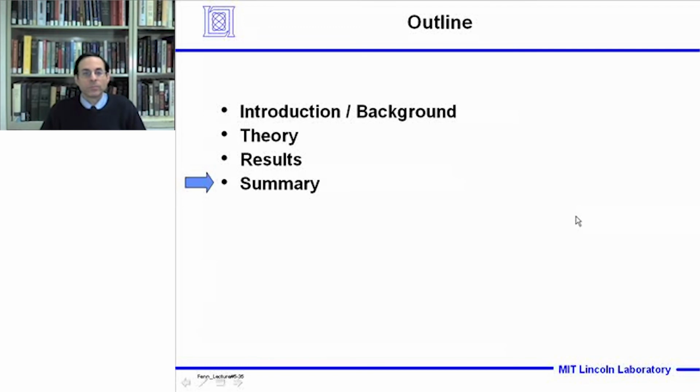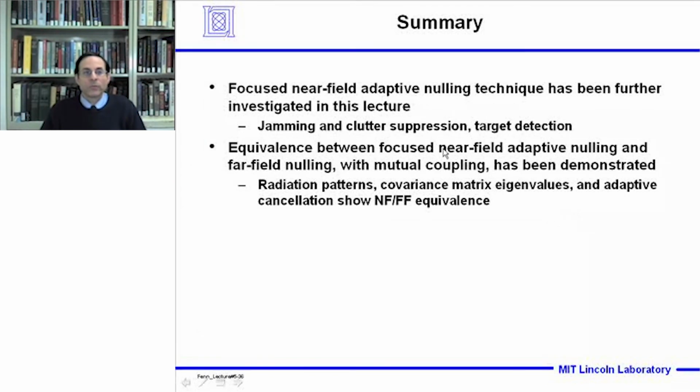So let's summarize. In this lecture we've investigated the focused near field adaptive nulling technique in terms of suppressing jamming and clutter and detecting targets. We've shown an equivalence between focused near field adaptive nulling and far field nulling. We've included mutual coupling effects. We've shown that the radiation patterns, covariance matrix eigenvalues, which are the degrees of freedom, and the adaptive cancellation show a near field far field equivalence. And so we can use this technique to evaluate the performance of a large adaptive antenna in the focused near field region.